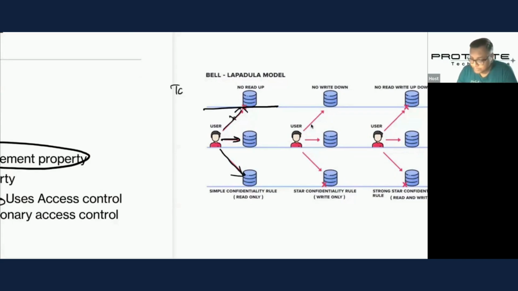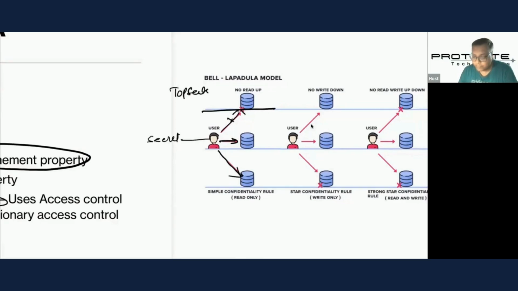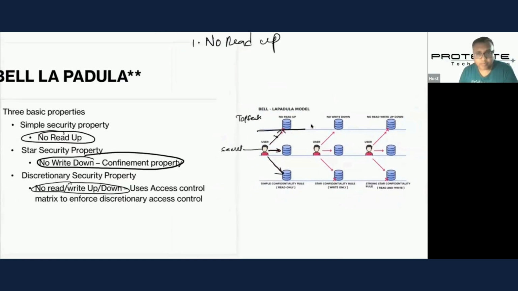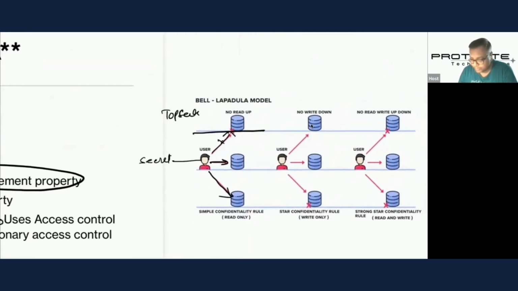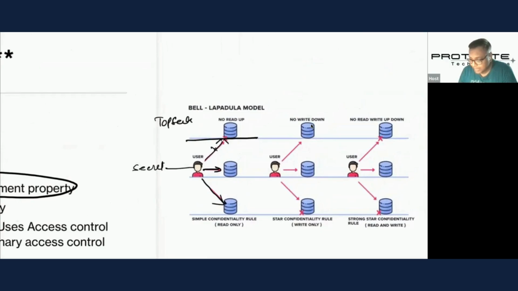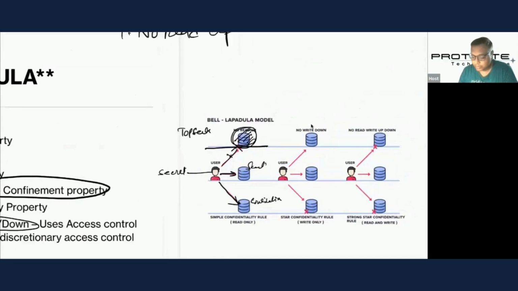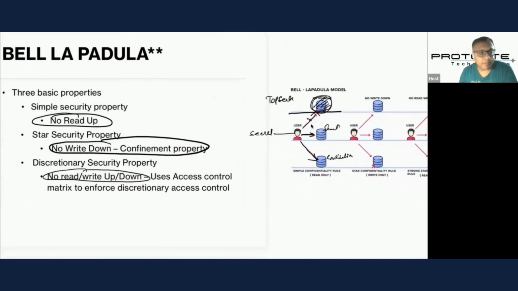Now, if he's not allowed to read data which is above his classification, you are protecting confidentiality. Say this is top secret level, and the label which this user has is secret. The moment you follow the no read up property of Bell-LaPadula, that means you can access data within your own level, that is, you are accessing secret and confidential, but you are not allowed to access top secret. Thereby, you are protecting the confidentiality of this data. This is called the no read up property of Bell-LaPadula.